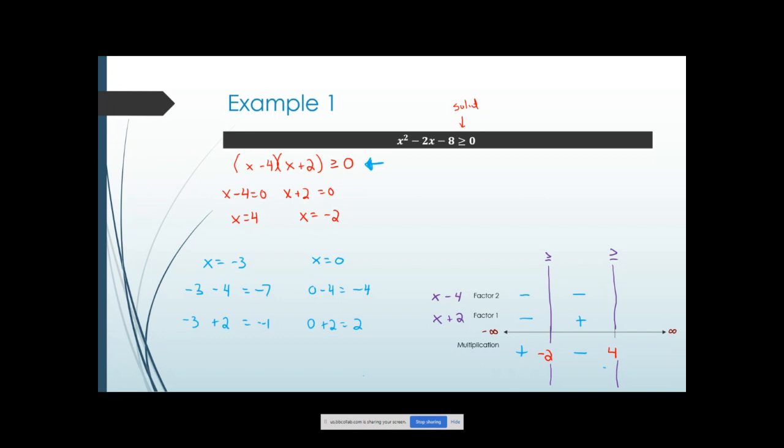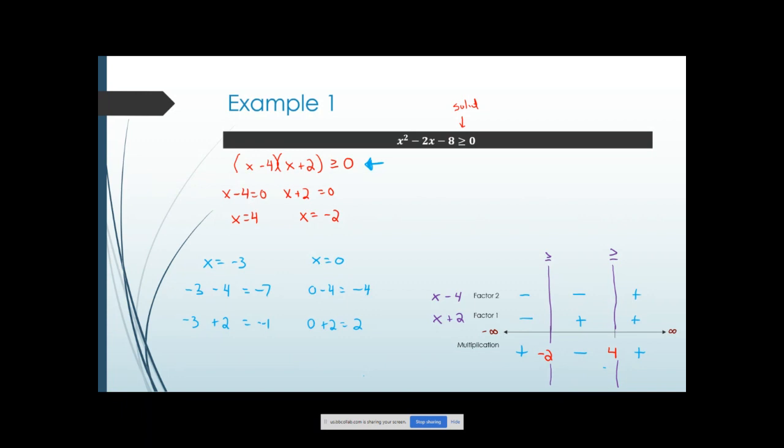Then I do the same thing for a number larger than 4. So let's say we choose 5. So 5 minus 4 is 1. So that's going to be a positive. And then 5 plus 2, that's also positive. And then a positive times a positive is a positive. So now I've filled in my sign chart.